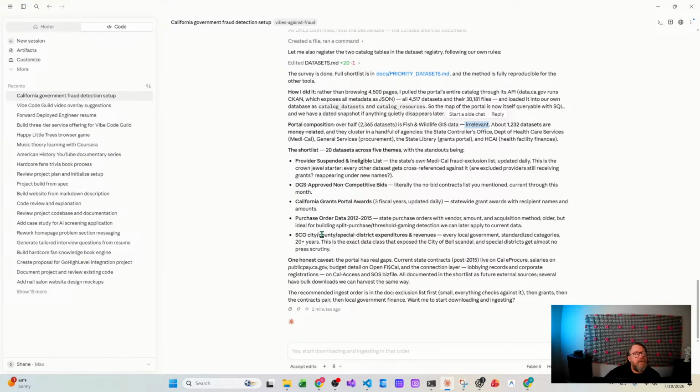Okay, SCO County, City, Special District expenditures and revenue. This is the exact data class that exposed the City of Bell scandal. And special districts get almost no press scrutiny. That is wonderful. Let's help fix that problem. Portal has real gaps, obviously. They're not going to make it easy. Current state contracts live on Cal eProcure. Salaries on publicpay.ca.gov. Budget detail on Open Fiscal.